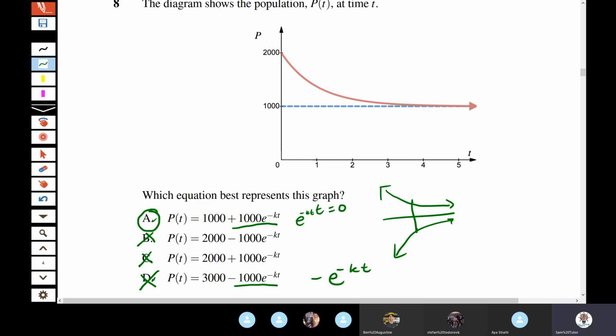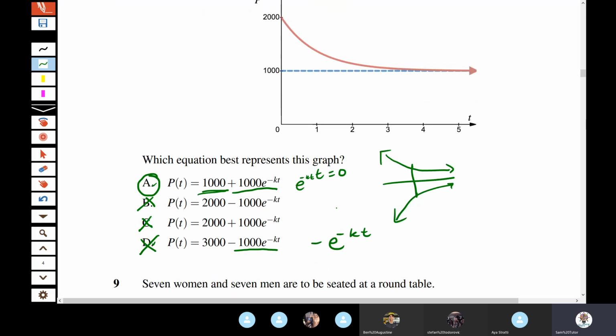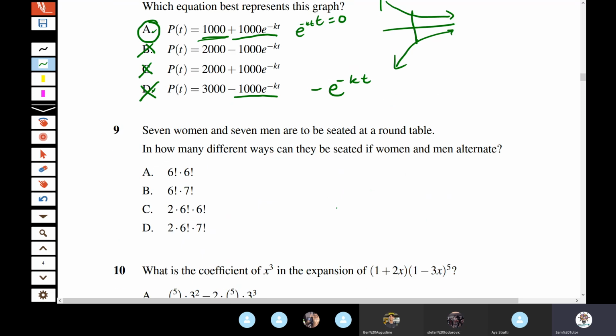And what's the third reason for it being a? The asymptote is at 1,000. The asymptote's been shifted up 1,000. That's it. So there are three reasons there. If you just take your time slowly and work through it, there shouldn't be a problem there.